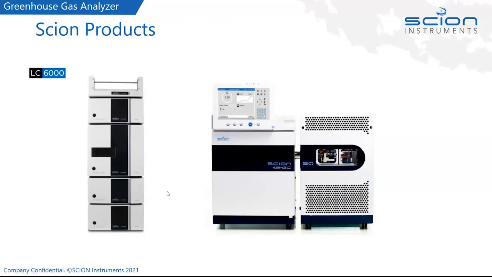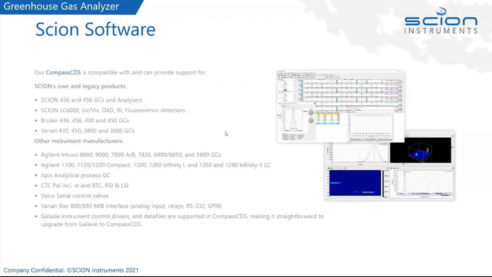I was already talking a bit about the Compass CDS, which is used with our GCs. It's very easy-to-handle software, which can be used for our own products, which we currently have, the 436 and the 456 GCs, the LC 6000, of course, but also the legacy products from Bruker or Varian GCs. And we can also connect to other instrument manufacturers, where you can use our Compass CDS to work with the other vendor instruments.